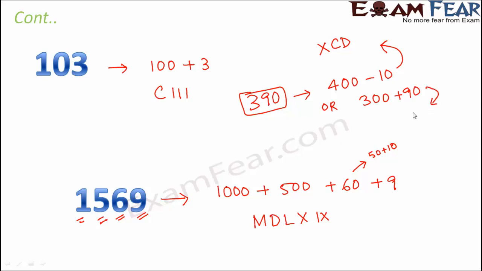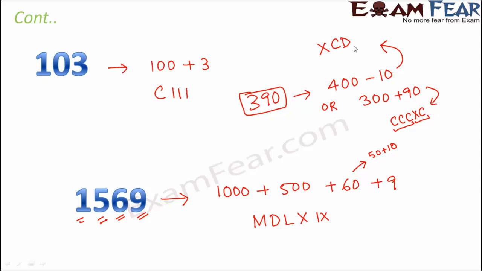The other option is 300 plus 90. Now how do we write 300? 300 is 100 plus 100 plus 100. So it will be CCC, that is 300 plus 90. How do we write 90? 90 is 100 minus 10. So this is how we write 90. So 90 is written on right hand side of 300. So that is another way.